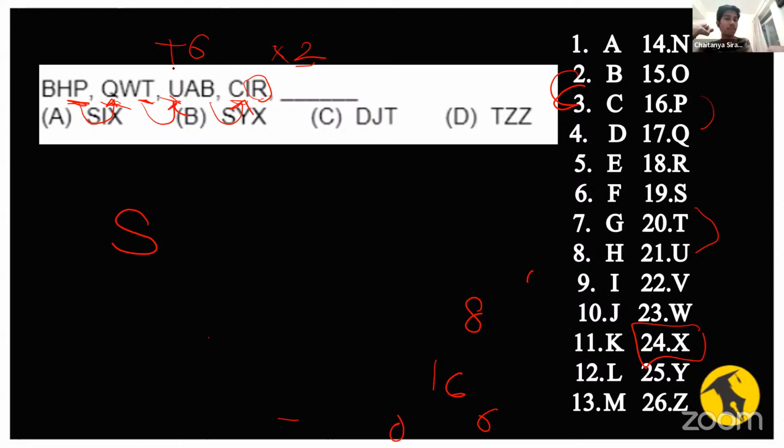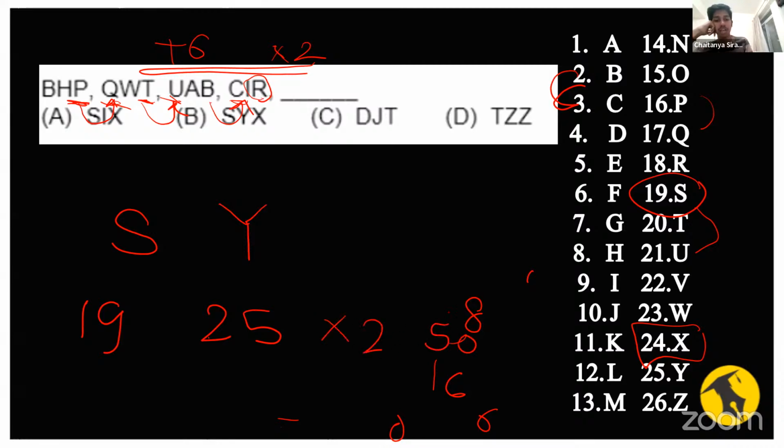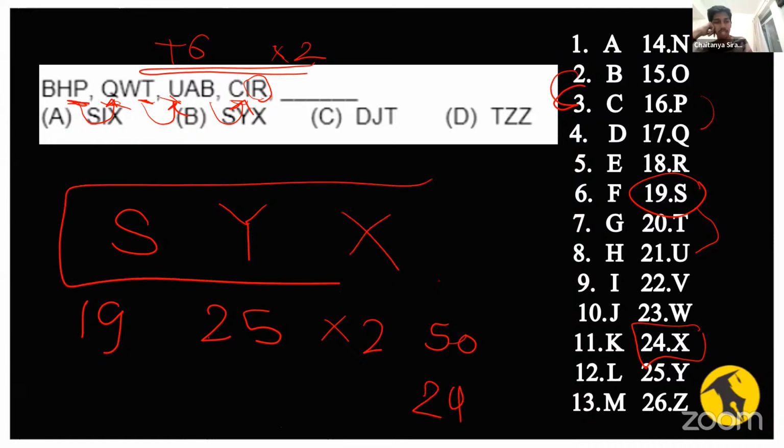Now I can apply this pattern plus 6 into 2. So this is 19. 19 plus 6 will give me 25, which is nothing but Y. And into 2 will give me 50. If I do minus 26, I'll get 24. So that gives me X. So S, Y, X. So correct answer in this case is option B.